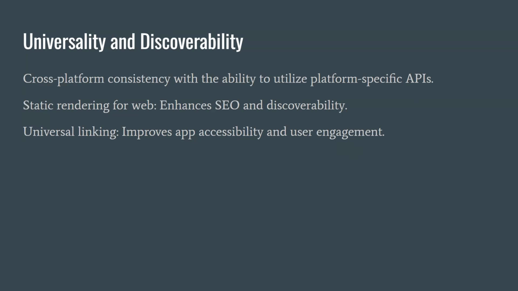On the web, you can do static rendering, and this is really important for SEO because it makes your content discoverable and indexable by search engines. And universal linking capabilities ensure that users can access the application from various entry points. So this really helps with accessibility and engagement.